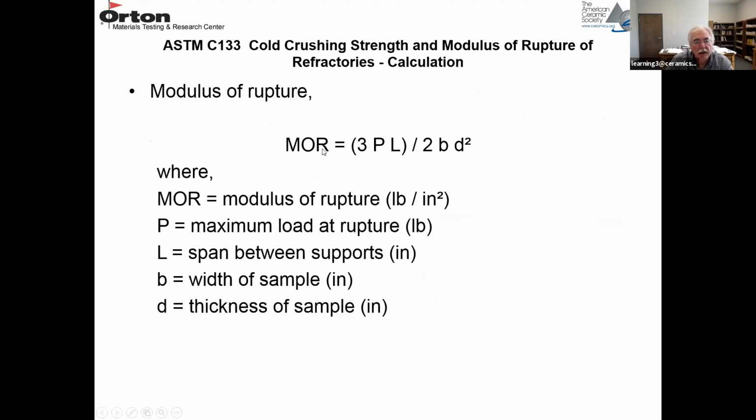The formula to calculate strength in 3-point bending is 3 times the load at failure times the span between the lower supports, divided by 2 times b, the width of the sample, and then the thickness of the sample squared. You put everything in pounds and inches, you get MOR, or the 3-point bending stress, in PSI.